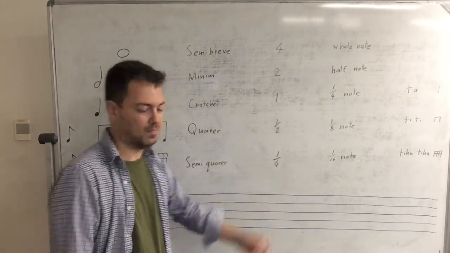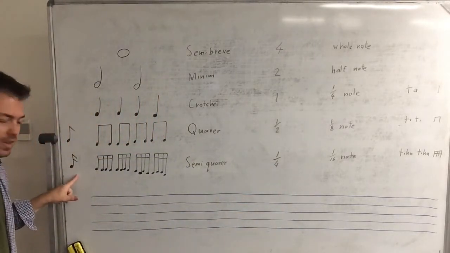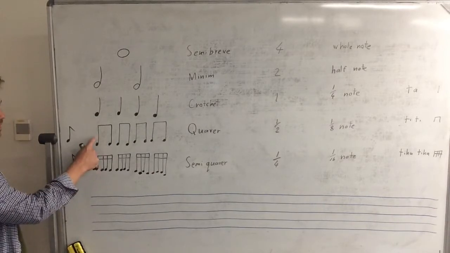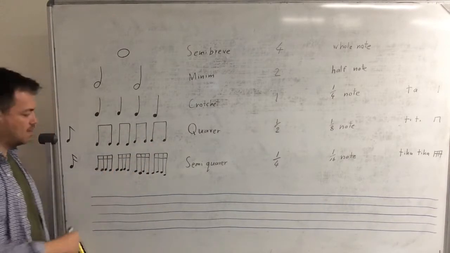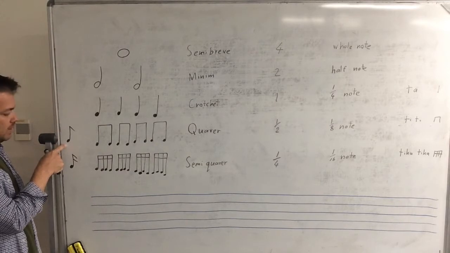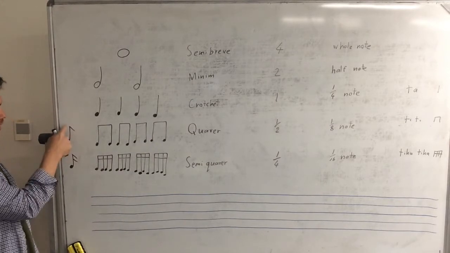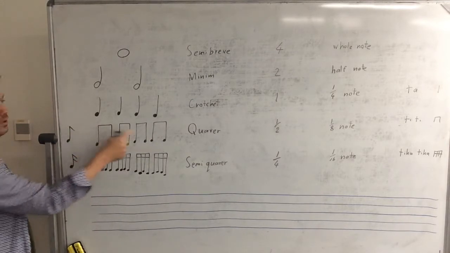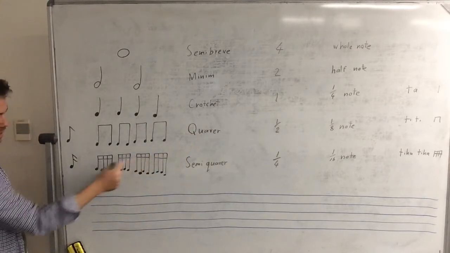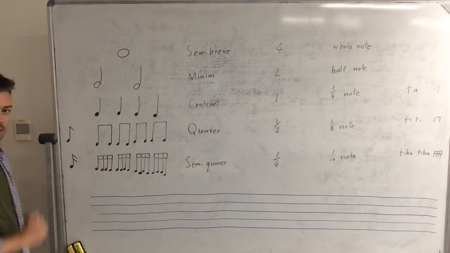I'll say it again, we mainly use these names, and we have to know how many beats each one is worth. Just over here, sometimes these notes are not always joined together, and they're written out on their own. If they're written on their own, they're written like that, with a single tail for a quaver, and with a double tail for a semiquaver, like that.